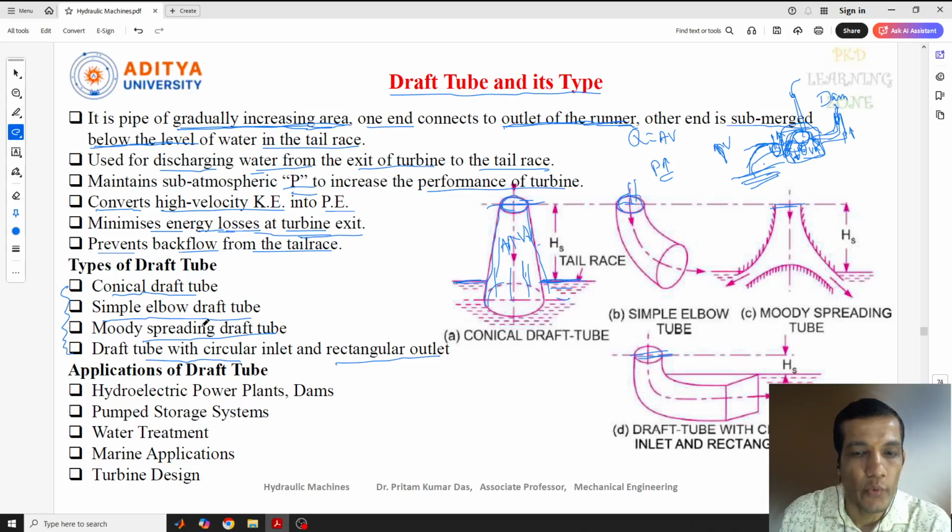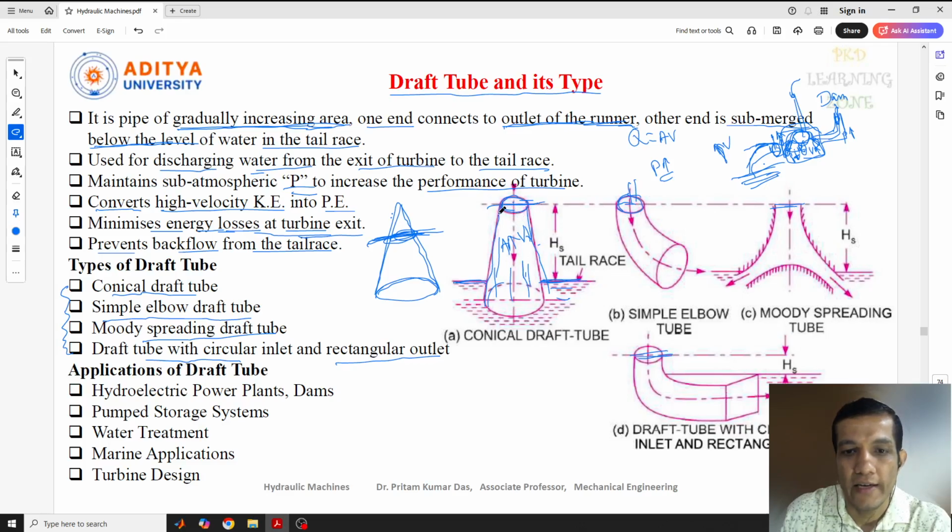First, if you see the conical draft tube, which is mostly used, it is a structure of a frustum of a cone. A cone, if you see, has a circular base and a triangle-type structure. If you cut a portion from the top, that is called a frustum, and we can see this kind of structure. That is nothing but the conical draft tube.